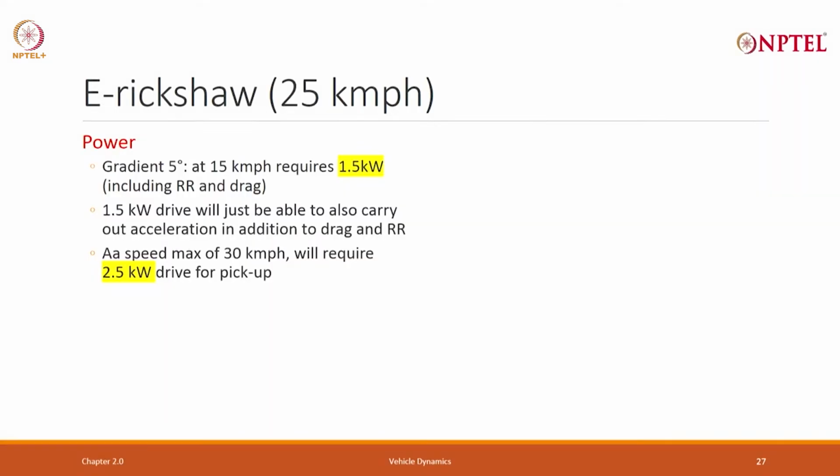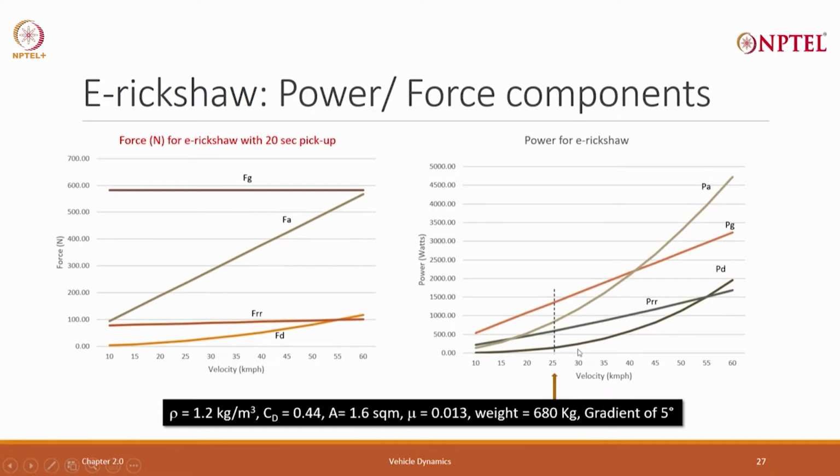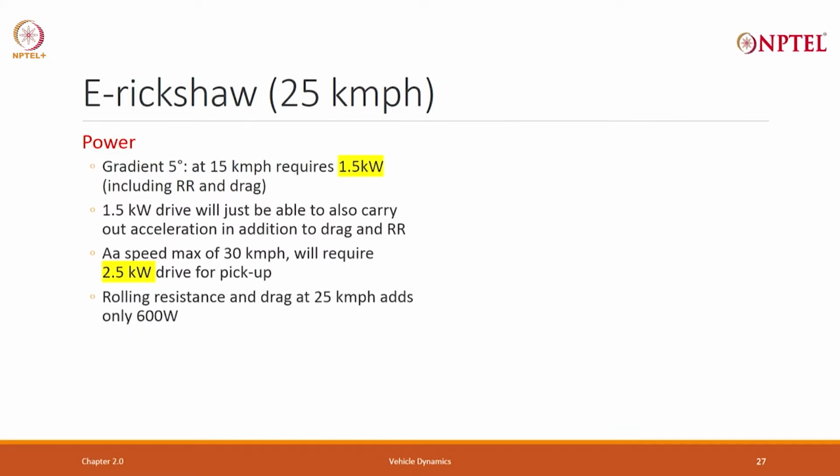As speed goes up from 25 kilometer to 30 kilometer, things start getting worse. You will suddenly require around 2.5 kilowatt. Why? Because your gradient force will have gone up. More important, the acceleration force has gone up, and at 30 kilometers both these points actually go up. Rolling resistance and drag at 25 kilometer adds only 600 watts. Up to 25 kilometer per hour, it is fairly safe.